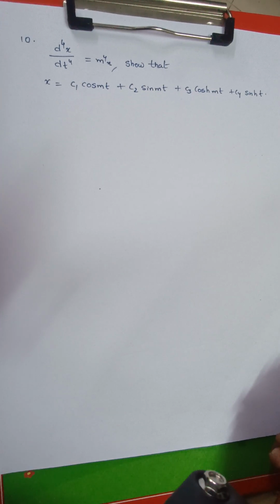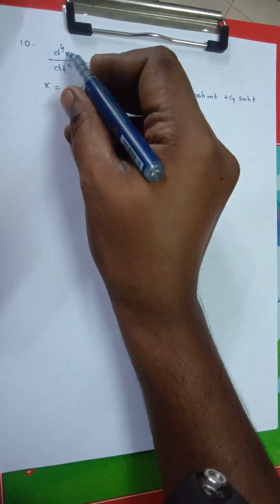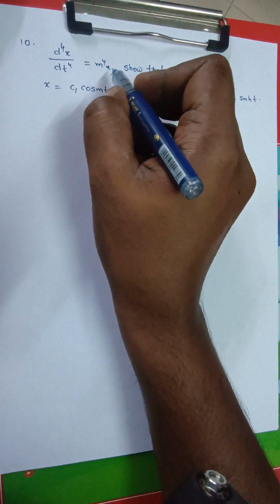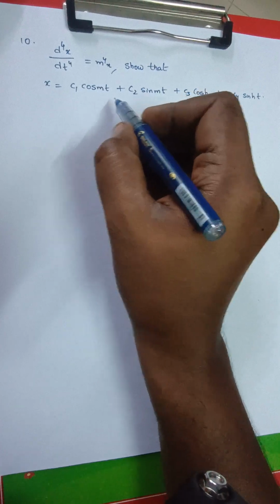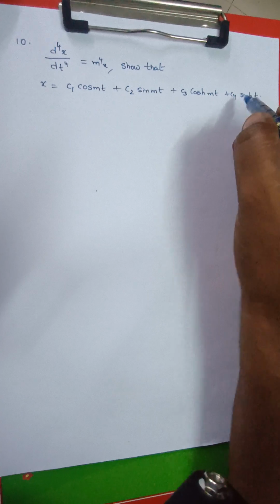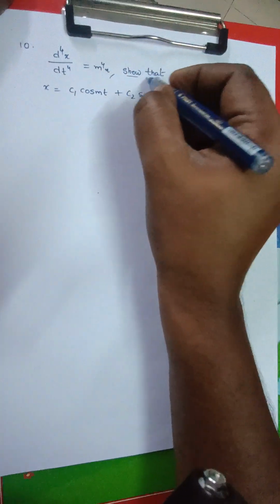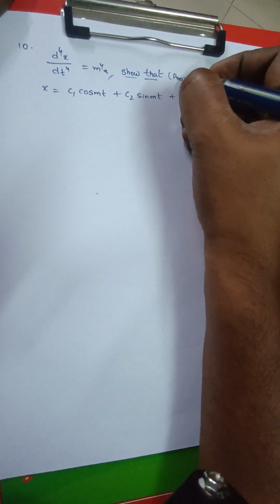Let us solve this problem today. We have d⁴x/dt⁴ = m⁴x. Show that x = c1 cos mt + c2 sin mt + c3 cosh mt + c4 sinh mt. So we have to prove this. This is basically a proof.